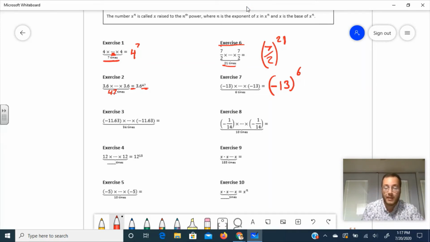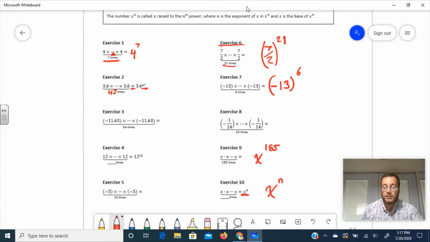So that means my base, even though I don't know the number that it is, it's still x. My base for my exponent notation is x with an exponent of 185. So it's x to the 185th power. And let's look down here. X times x times x a certain amount of times, and then I end up with x to the n power. X to the n power.